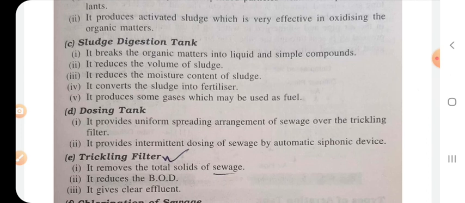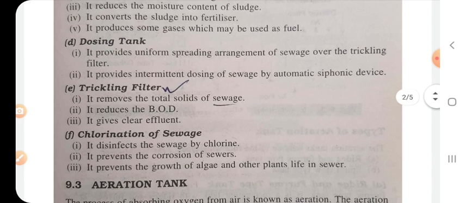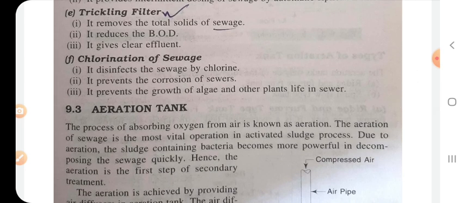Sludge digestion tank: it breaks the organic matter into liquid and simple compounds. It reduces the volume and moisture content of sludge, and converts the sludge into fertilizer. Dosing tank: it provides uniform spreading of sewage over the trickling filter, with intermediate dosing by an automatic siphonic device. Trickling filter: it removes the solids of sewage, reduces BOD, biological oxygen demand, and gives a clear effluent.